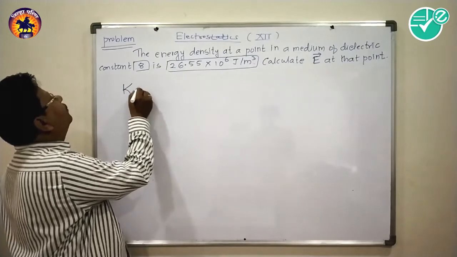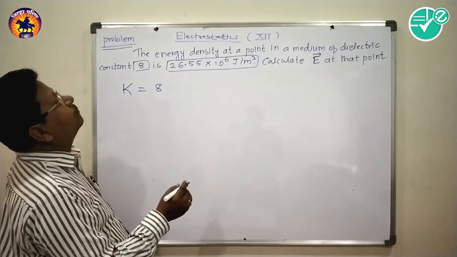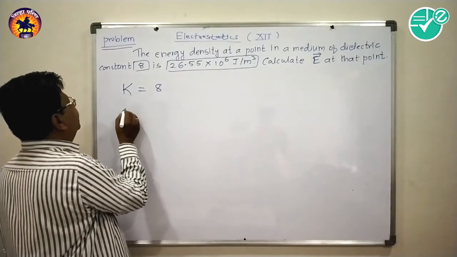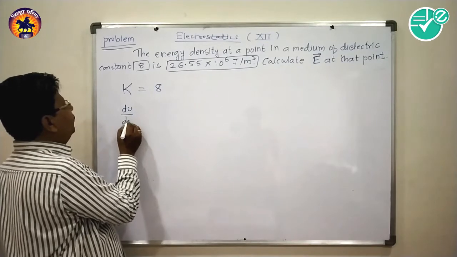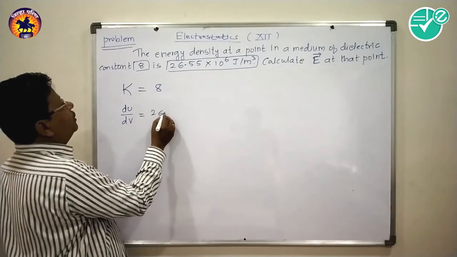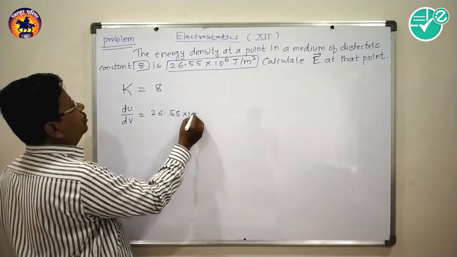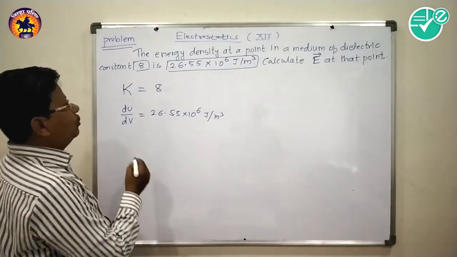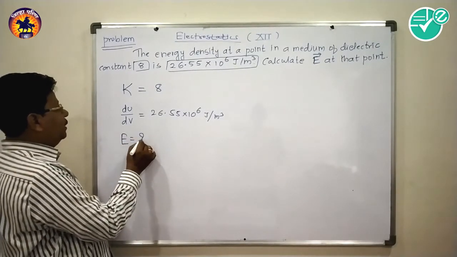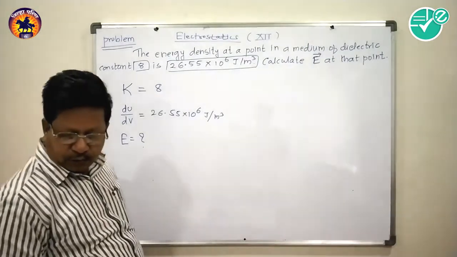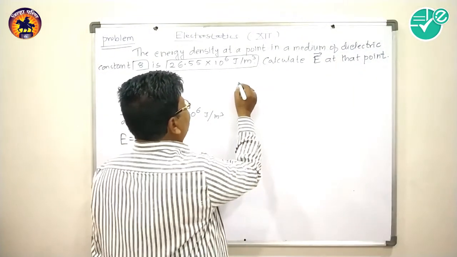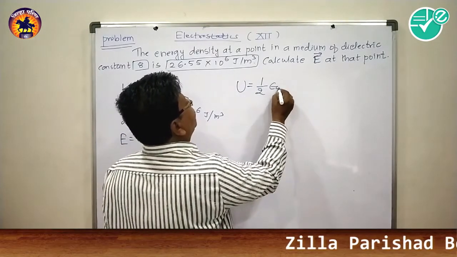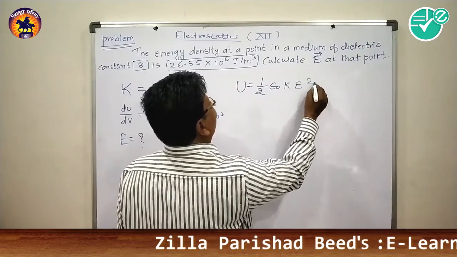In this problem, K is given, which is equal to 8, and energy density is provided. That means du by dV is 26.55 into 10 to the power 6 joule per meter cube. And we have to find the electric field intensity. So in this case, again we have to use the formula. Energy density is equal to 1 by 2 epsilon 0 K E square.